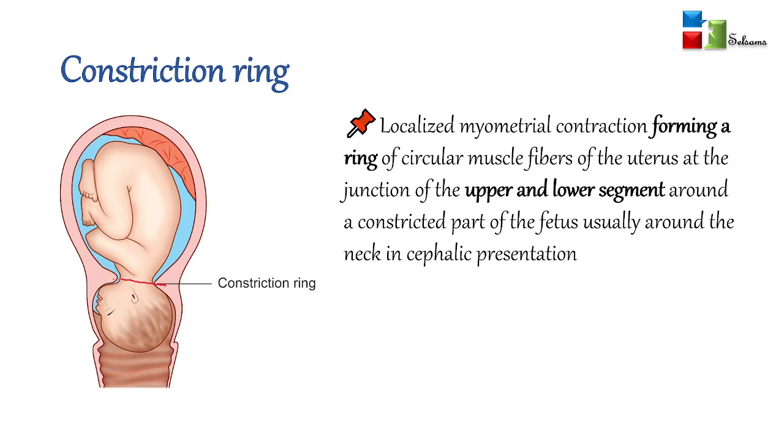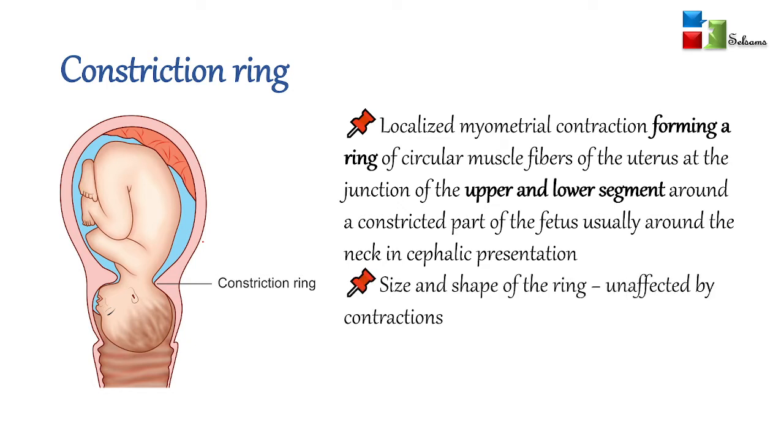You call this a cephalic presentation, because presentation means the fetal part which is at the lower pole of the uterus. The head of the fetus is at the lower pole, and head is called cephalic, that is why it is a cephalic presentation. So only in the cephalic presentation this constriction ring occurs. The size and the shape of the ring is unaffected by the contractions. It may appear in all the stages of labor.